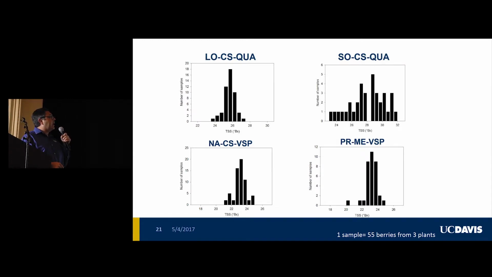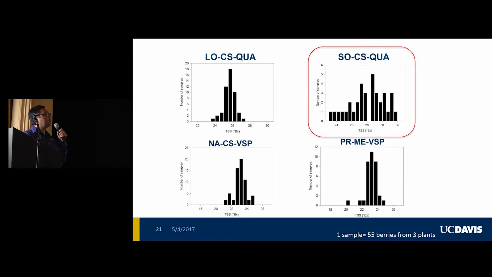So these four panels are all Cabernet Sauvignon, except for this Merlot. So this is in Lodi, Cabernet Sauvignon on high quad cordons. This is Sonoma, Cabernet Sauvignon on high quad cordons. This is Napa Cabernet Sauvignon, vertically shoot positioned. And this is Merlot on the Central Coast in Paso Robles on vertically shoot positioned cordons. In most of the cases, we can see somewhat of a normal distribution in these curves, except for this Sonoma field, where you have this almost bimodal distribution of ripening.